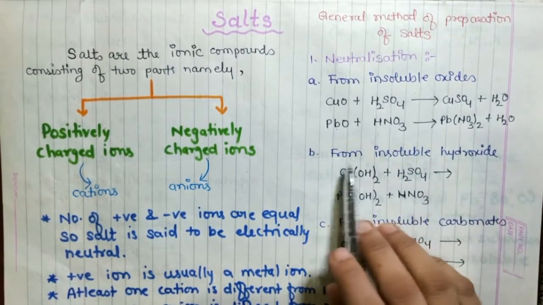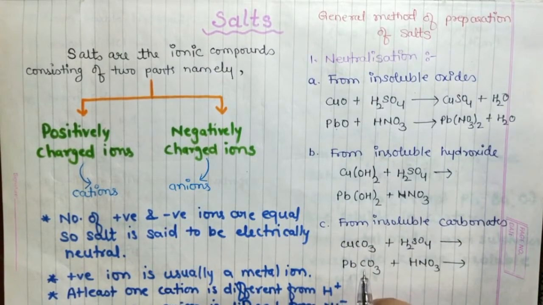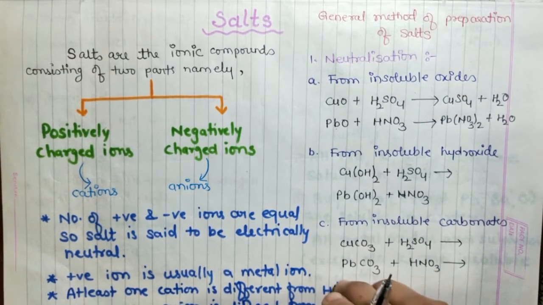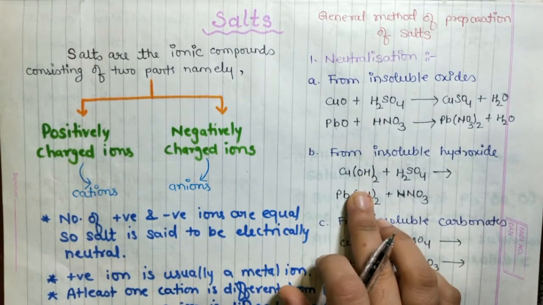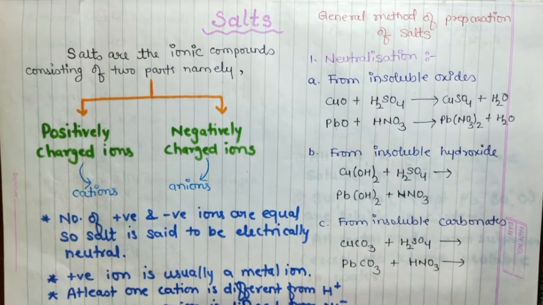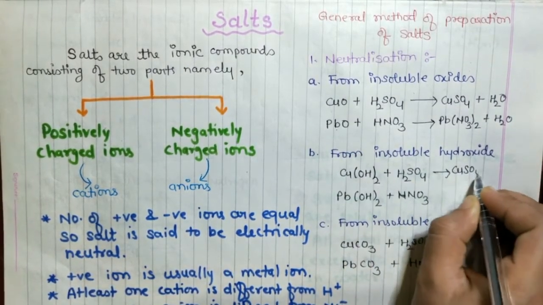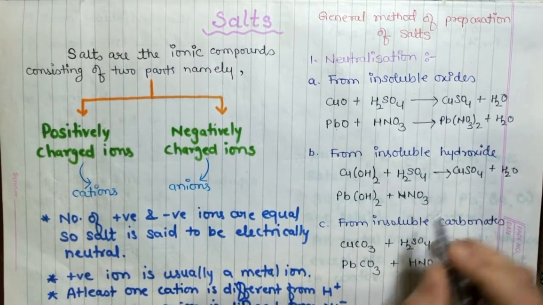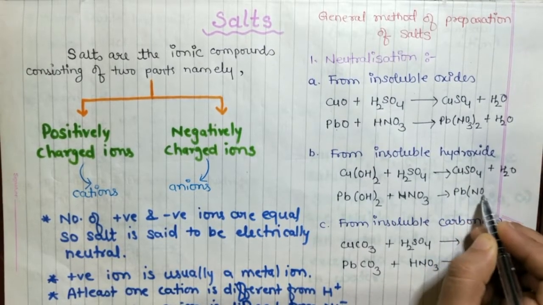Next, from insoluble hydroxides we can obtain salts. How? Let's check. Suppose I take copper and lead hydroxides, because these are insoluble hydroxides also. Again, if I react copper hydroxide with H2SO4, I will get copper sulfate and water, and here I will get the same product, lead nitrate and water.